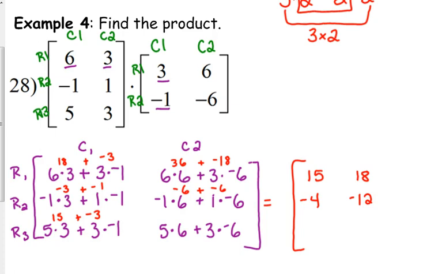Where did the 3 come from? Row 2, column 1. It came from the column 1 part. This number is always going to be the number from the second column. So 15 plus negative 3, 12. 30 plus negative 18 is also 12.